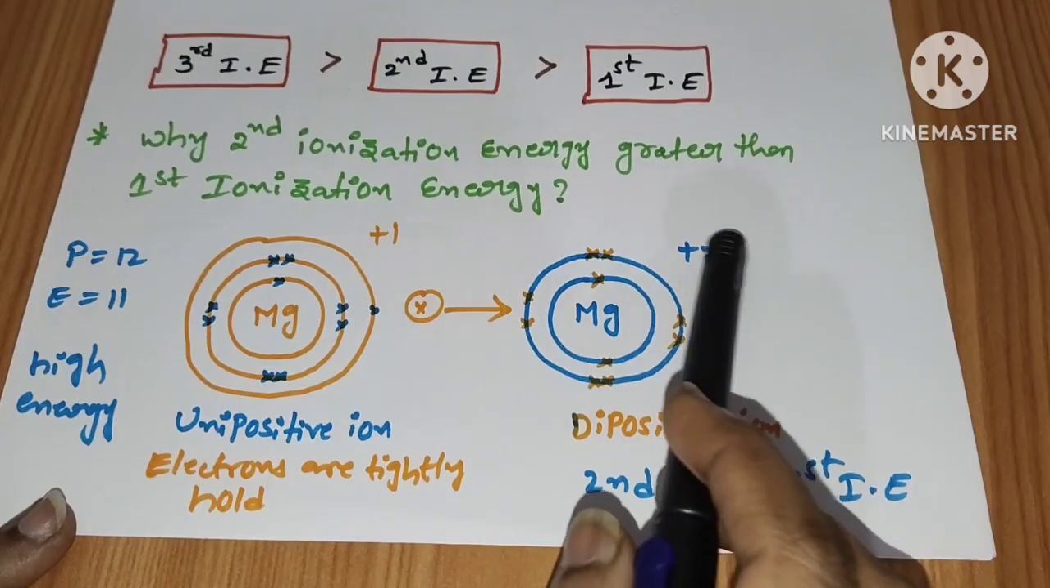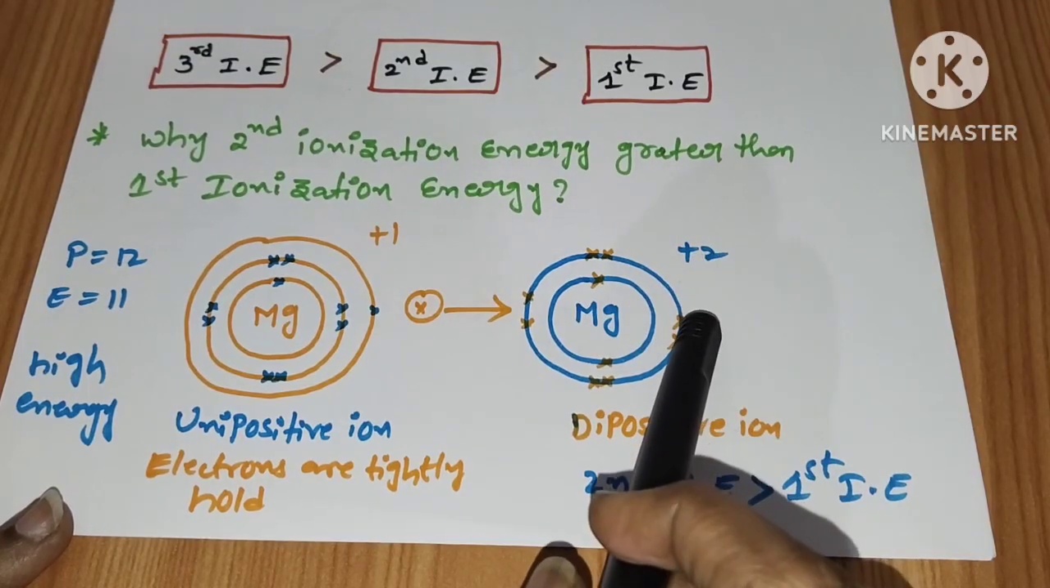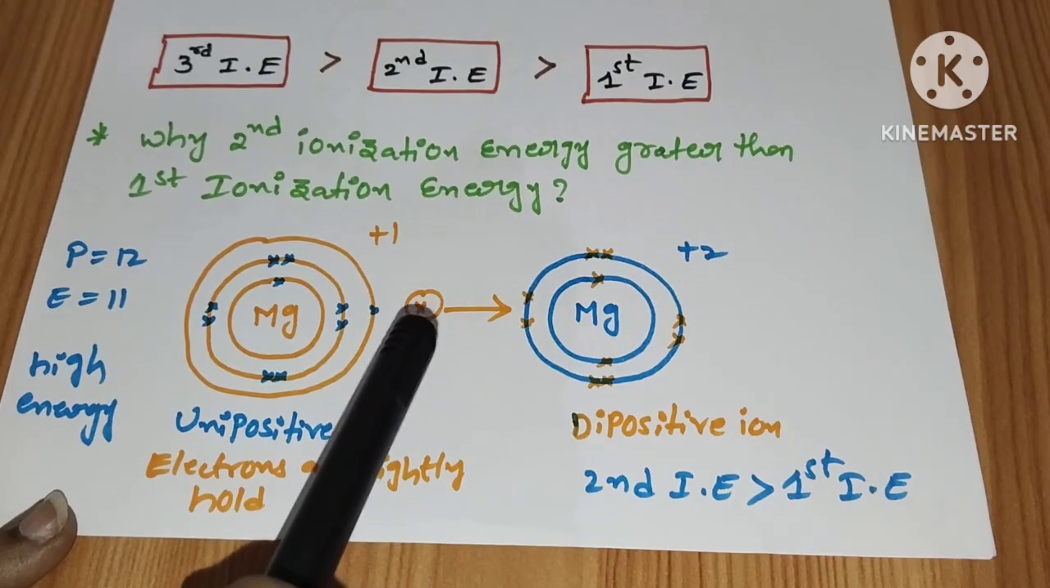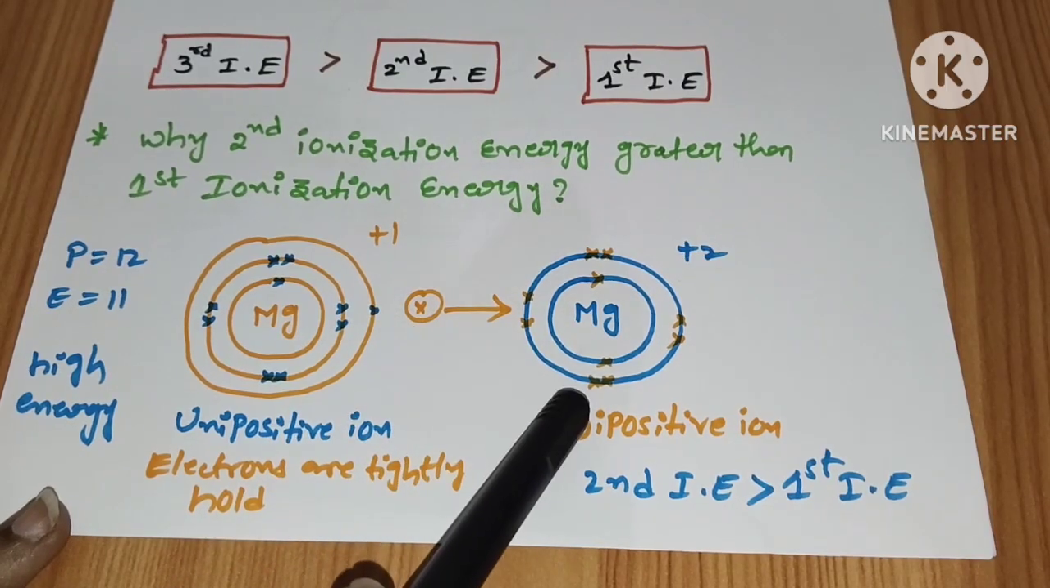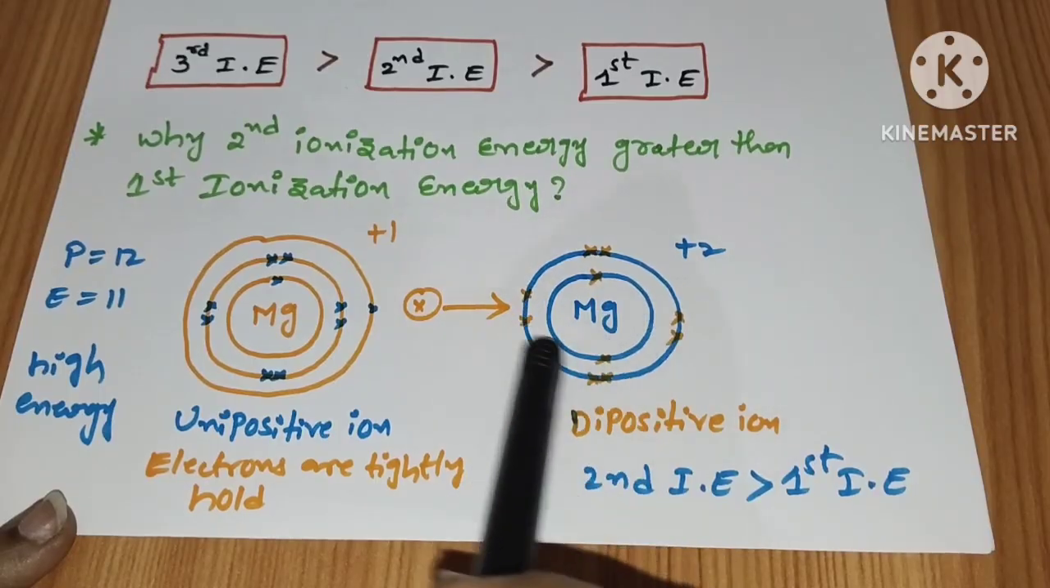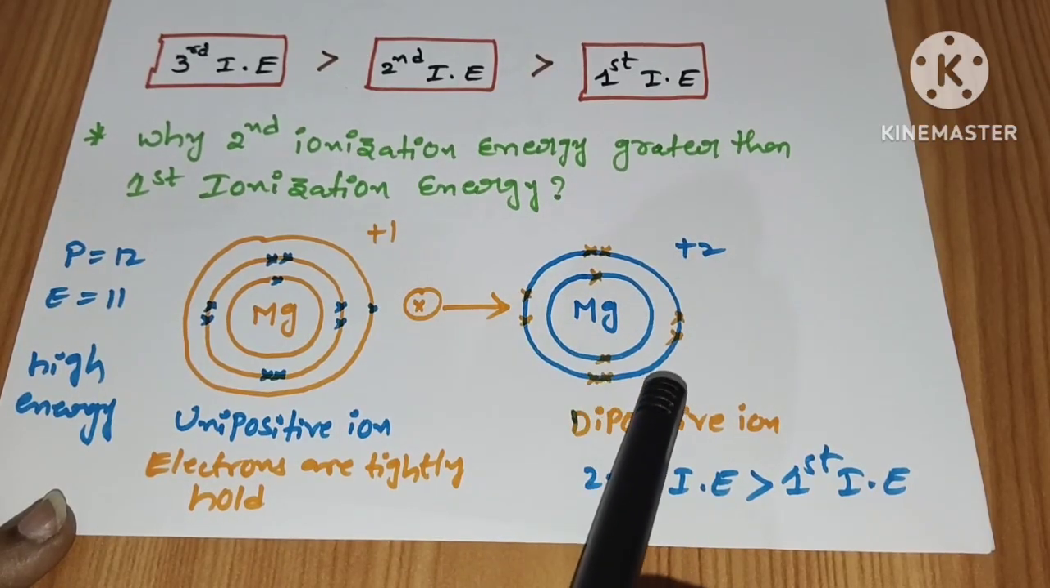Here, magnesium valency is 2 only because you need 7732 kilojoule per mole energy to remove the third electron from this magnesium, which is very high.